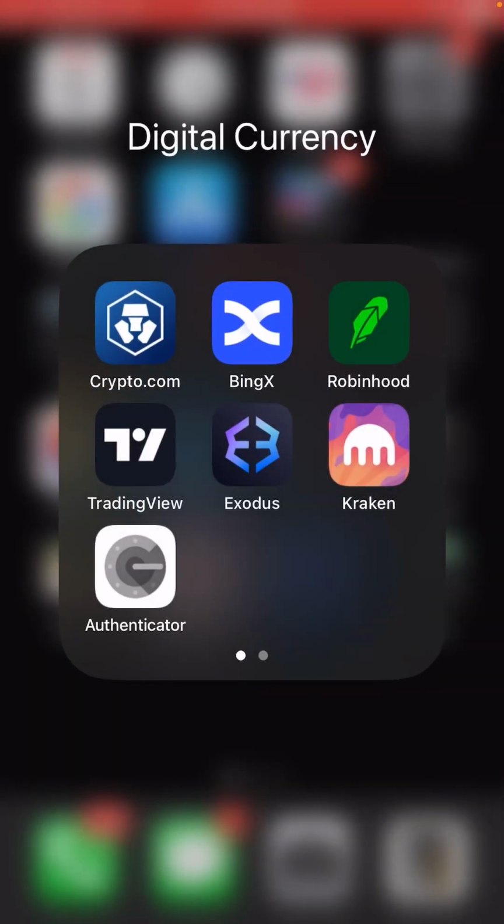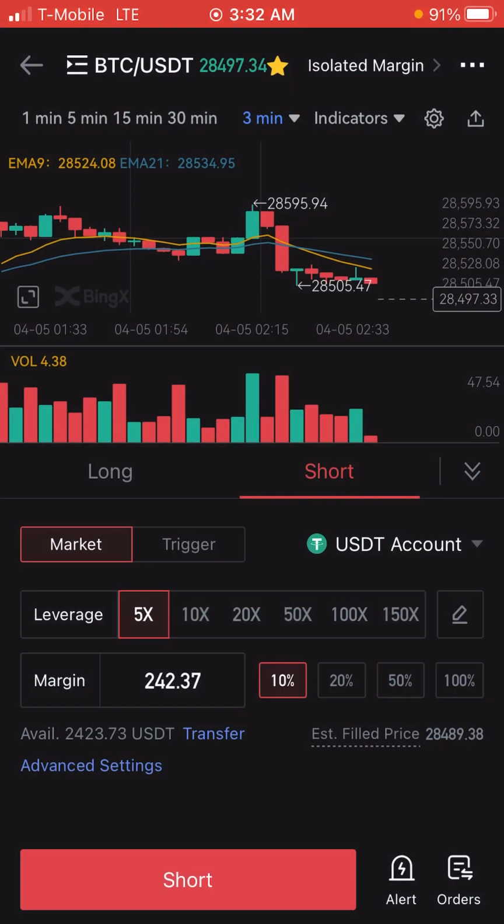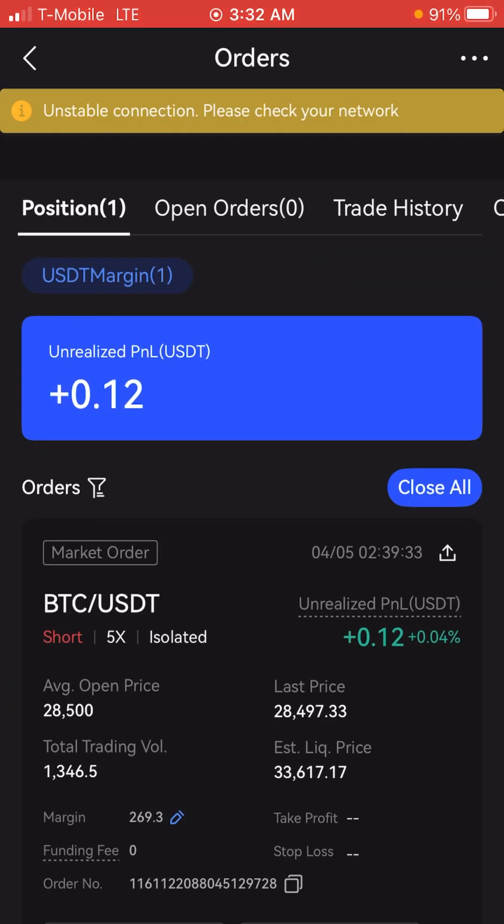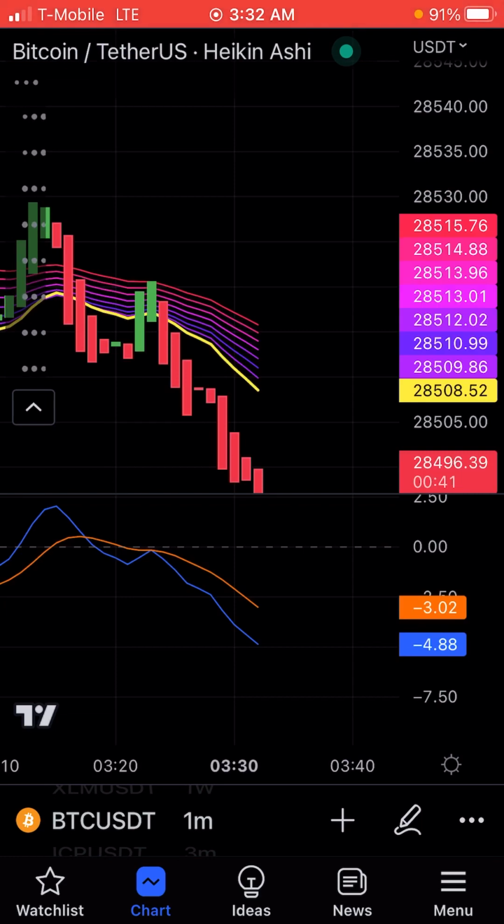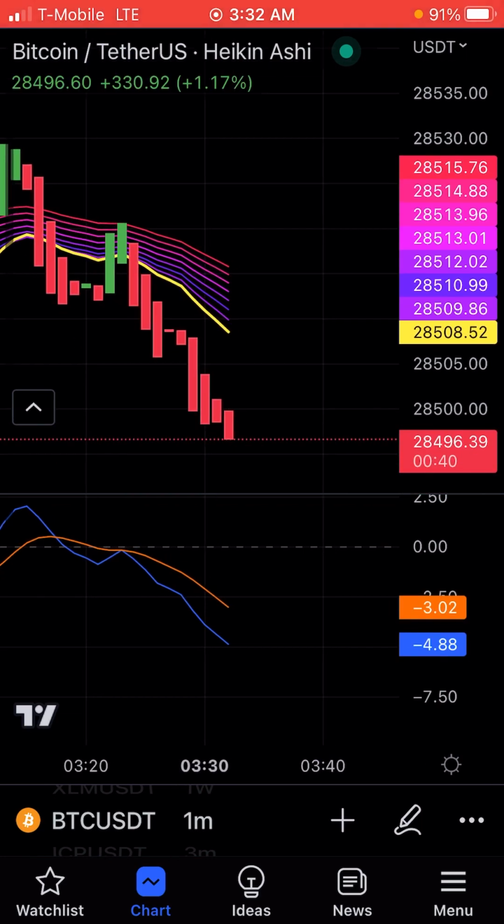But anyway, that's kind of the strategy. Let's see if I'm in profit still. Let's see if I'm making gains. I'm up 12 cents. Not enough to cash out yet, but it's definitely going to be keeping on going down, so I might wait a little bit longer. But anyway, that is the strategy. It's really effective in my opinion.